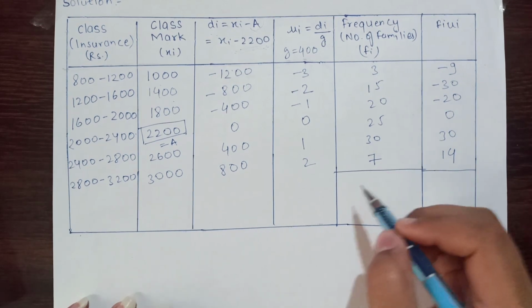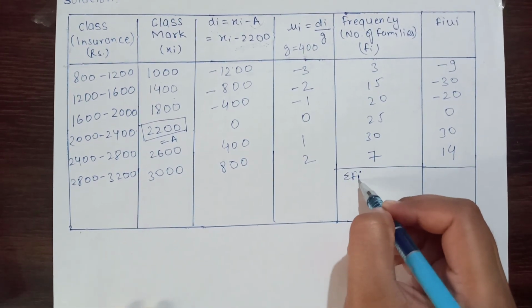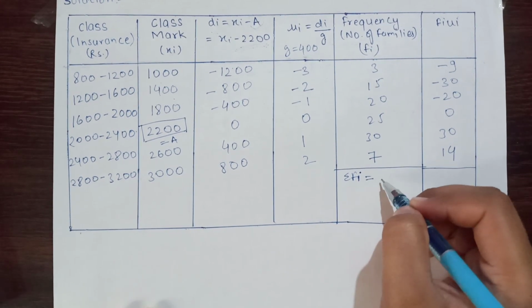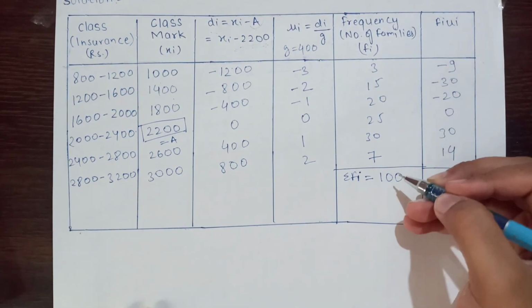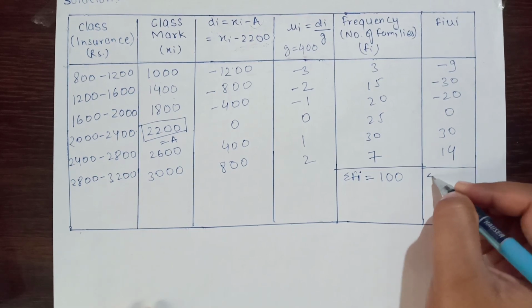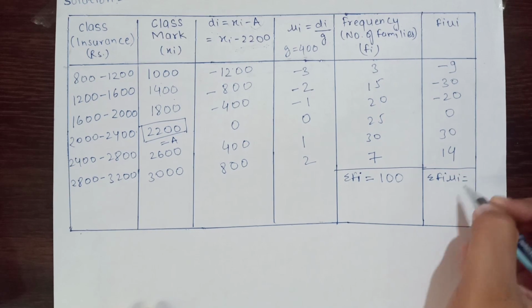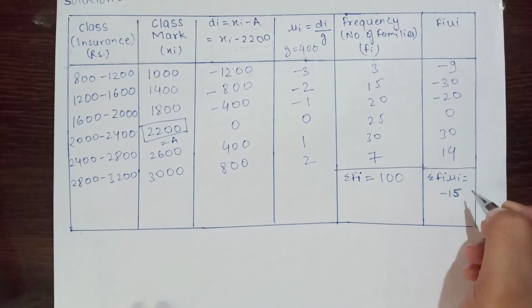Then after that, next step is we need to find the summation of fi, because we are going to put this term into the formula. So we need to calculate this frequency and write it over here. So it is 100, and this also we need to find, summation of fi into ui, that is equal to minus 15. You need to calculate this.